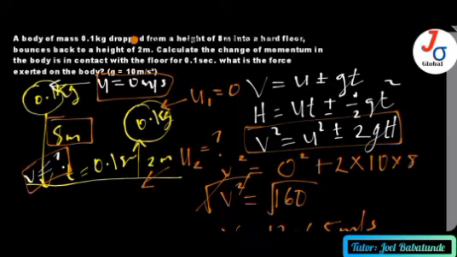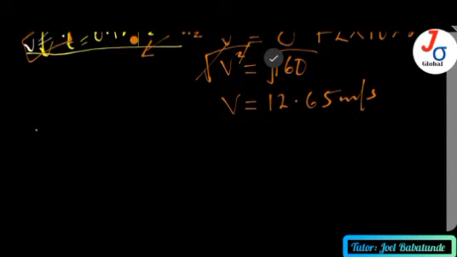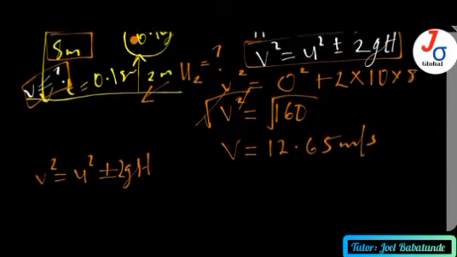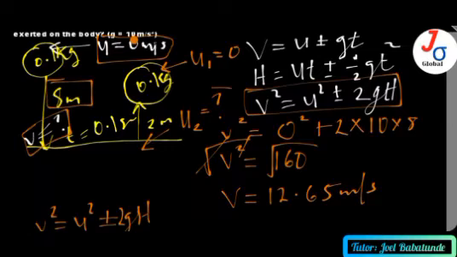Now which one is the initial, which one is the final? Remember that it starts here before coming to this point at the top. So this is going to be our initial u, and this is going to be our final v. Using the same formula, v squared equals u squared plus or minus 2gh. Our initial, because this is where it starts from the ground level, is u2.